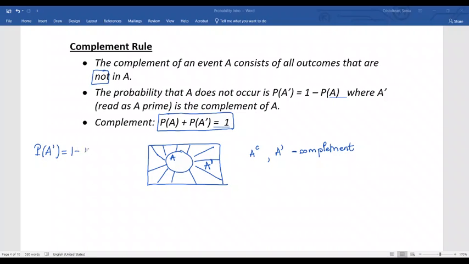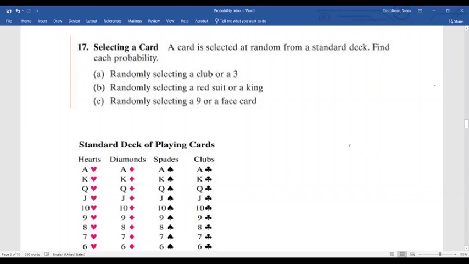Sometimes we can find the probability of A, and then if we need the probability of the complement, we'll simply subtract what we found from 1. Or if it's easier to find the probability of the complement, then subtract that from 1 to find the probability of the event. Before getting into more rules, let's try to go over some examples.